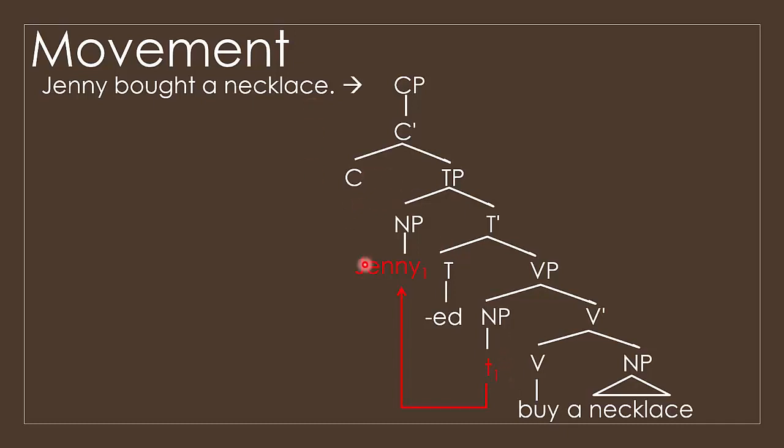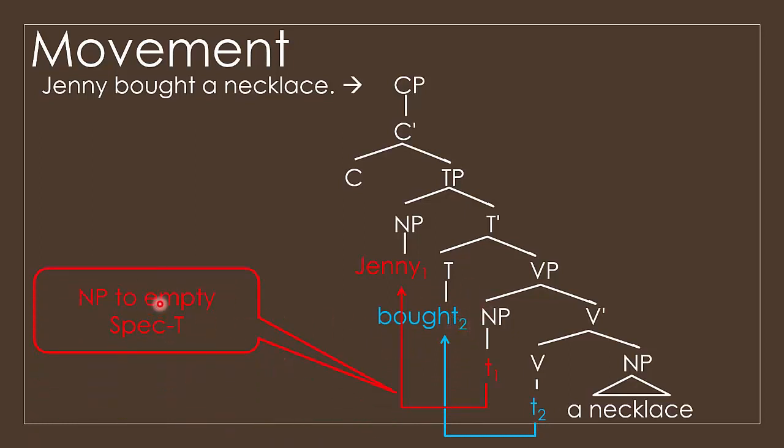So any moved element leaves a trace, and the trace is co-indexed. So Jenny has an index of 1, and here the trace T has an index of 1. And then the second movement is the movement of buy over here. Buy is the head of the VP, Jenny buy a necklace. And then buy here moves to ED because ED is an inflection and it cannot stand by itself. And therefore, buy moves to this position and merges with ED, forming bought.